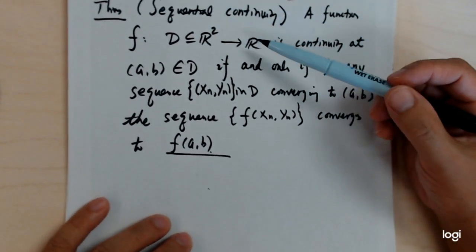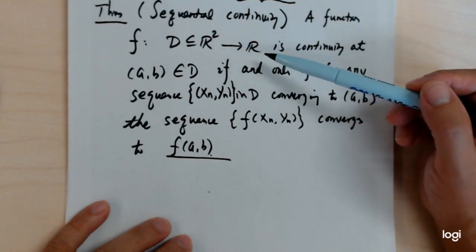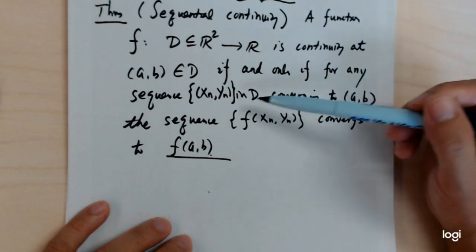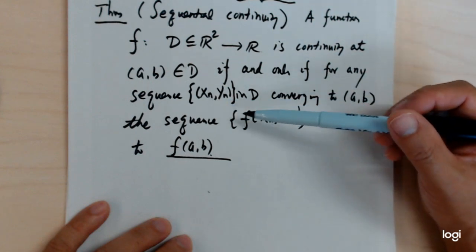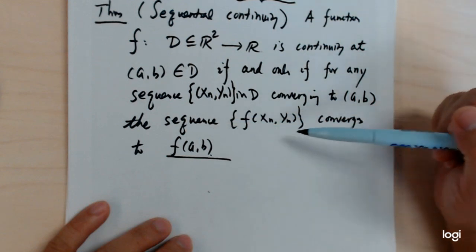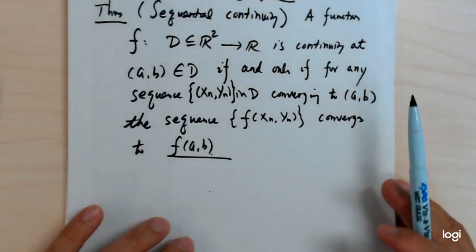So obviously a direct result of the theorem is that if you can find two different sequences that go to the same point, but the function's values do not go to the same number, then that implies this function is not continuous.